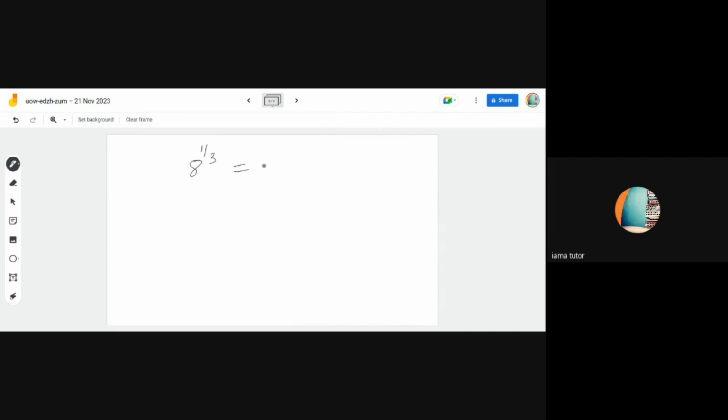Now what you need to do is rewrite 8 as 2 cubed. So you have 8 raised to power 1 over 3. Now you can rewrite 8 as 2 power 3 times 1 over 3. So this will give you 2 power 3 over 3. That will give you 2. So our answer will be 2.